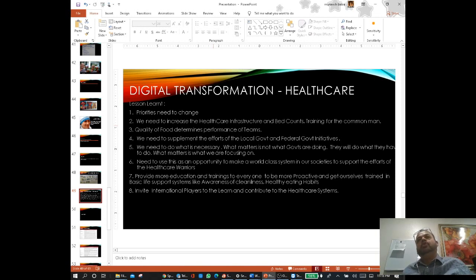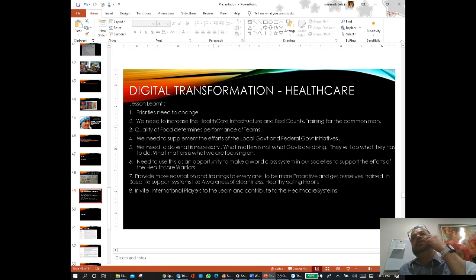Now, something I want to emphasize is that it's high time we change our priorities, and that is not only for me, everyone is demanding it as well. We need to make sure that the infrastructure and the services that we are getting are really improved if we have to undertake these healthcare changes. We need to increase the healthcare infrastructure, the number of bed counts, and the trainings for the common man. Similarly, the quality of food that we provide needs to supplement the efforts of the local government and initiatives. Need to do what is necessary.